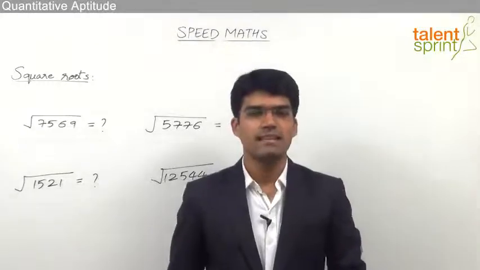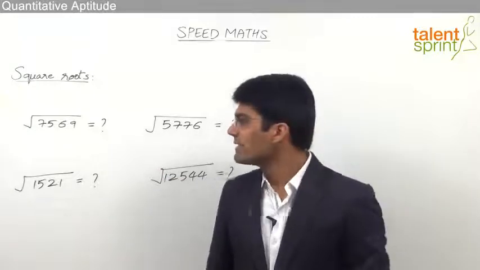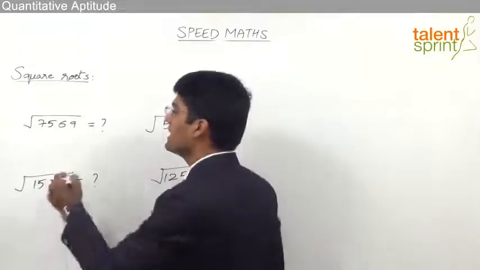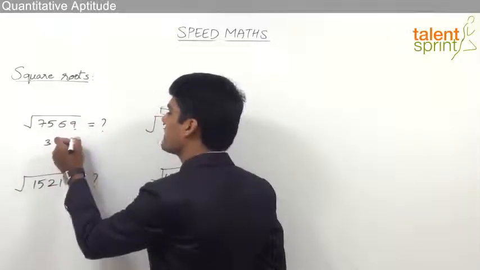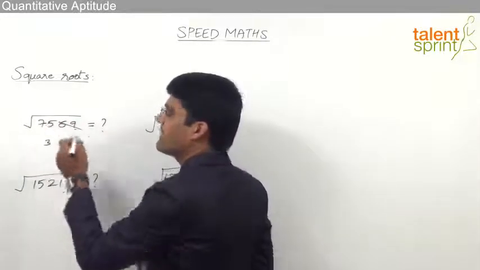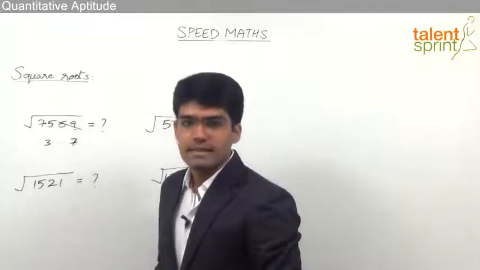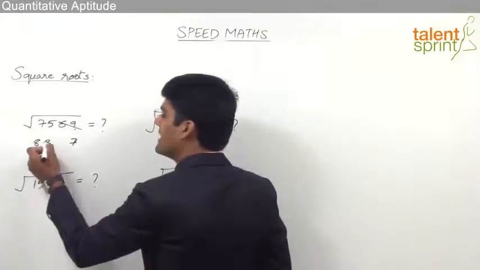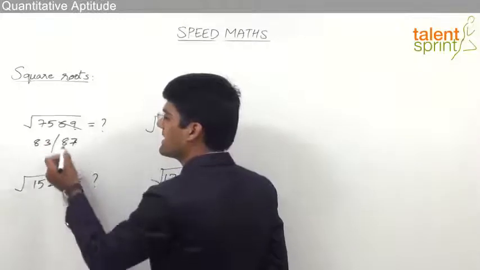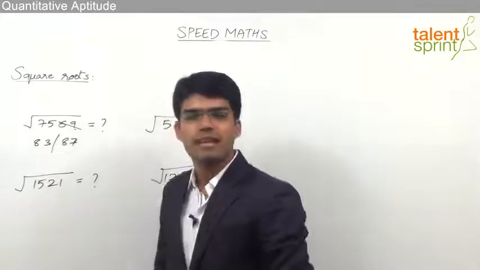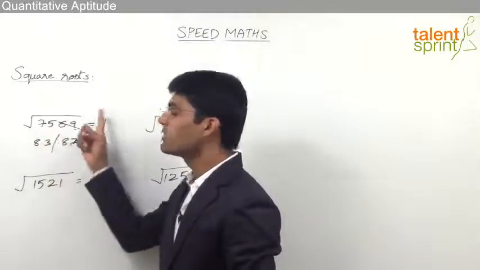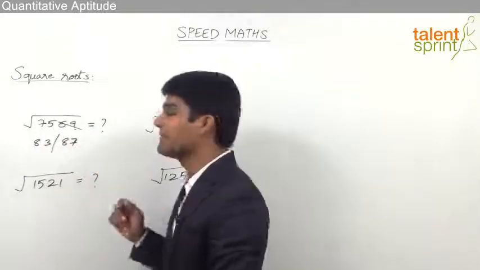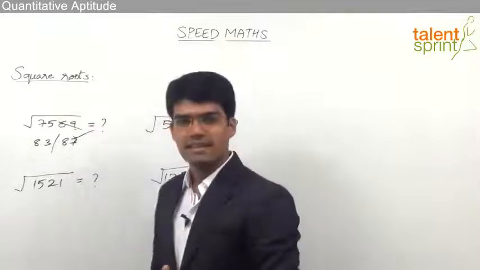Time up guys, let's see what are the answers for these 4 questions. The first one here is 7569. Number ends with 9, so 3 or 7. Less than 75 and a perfect square is 64. 64 gives us 8. 83 or 87. Now exactly in between is 85. 85 square will be 7225. This number is more than 7225. So the answer should be more than 85. So 87 is the correct answer.